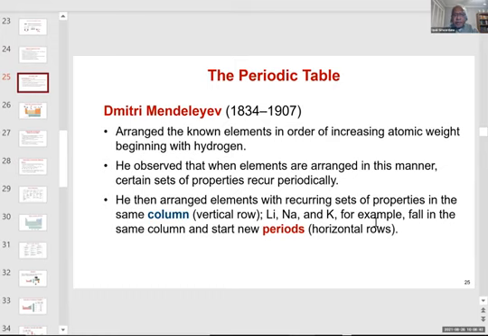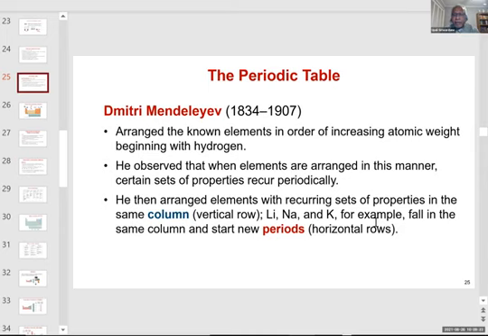One of the ways to list or classify elements, which are about 114 or 112, is to put them in a table. The one we call is the periodic table. It is a table initially made by Dmitry Mendeleev. He arranged elements in the order of increasing atomic weight, beginning with hydrogen.